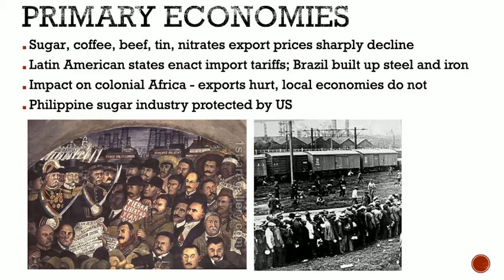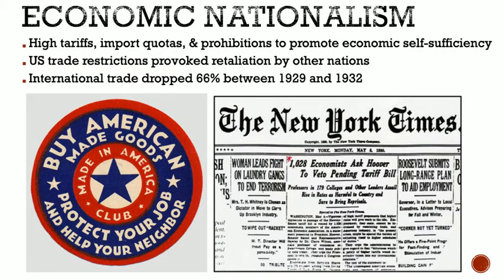In the Philippines, the sugar industry is protected by the United States. Some places you see protective tariffs. So this is going to create economic problems all over the world, not just in the United States. And countries are going to try to protect themselves. One of those ways is through what's called economic nationalism.